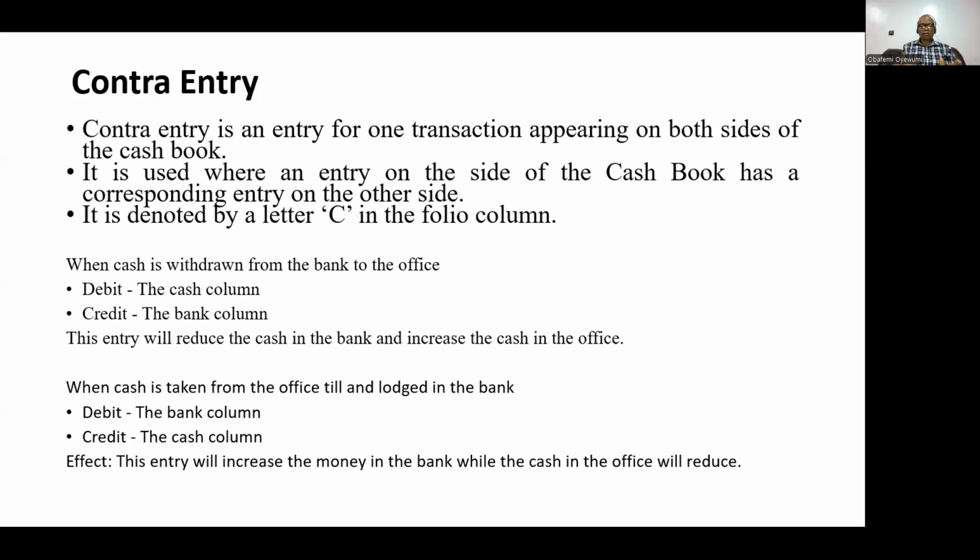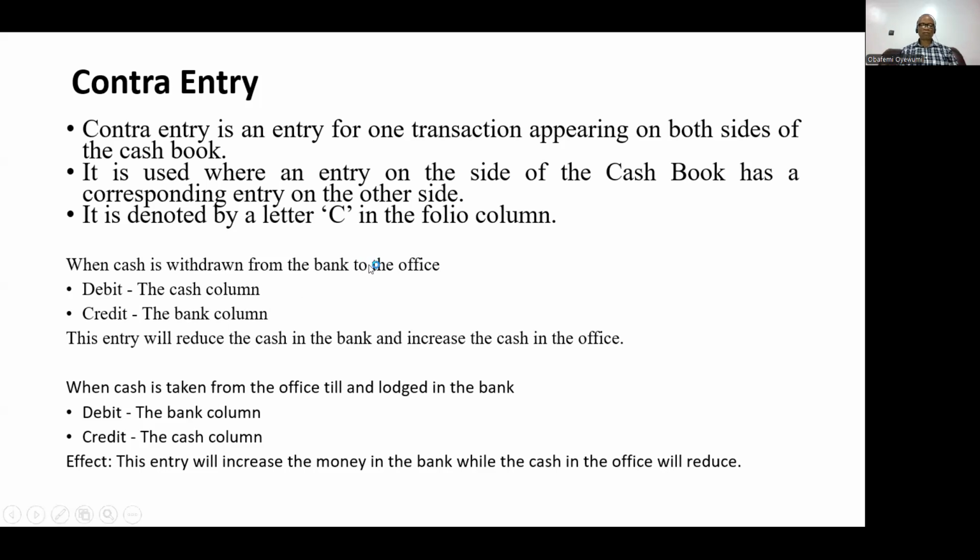So a transaction that's appearing on the credit side, one leg is also appearing on the debit side. So what this means is that it's possible for you to go to the bank and withdraw money for the purpose of using it in the office. So that is where a contra entry takes place. Contra entry. So you have the same amount, one on the right and one on the left, but appearing in two different columns. All right.